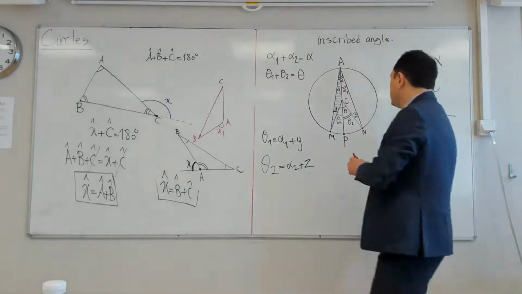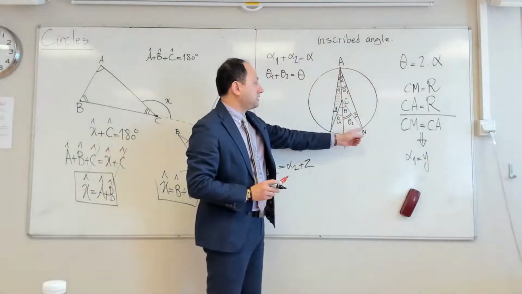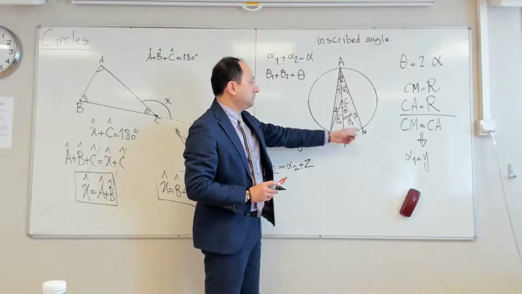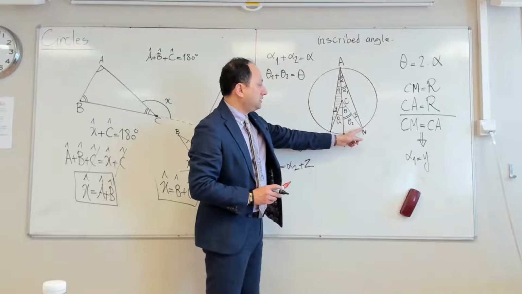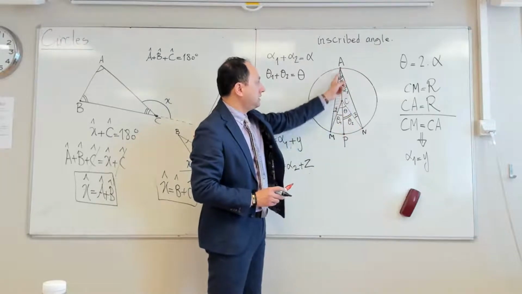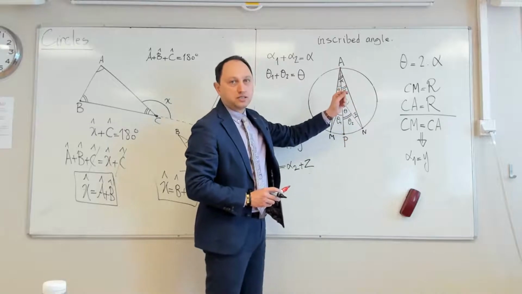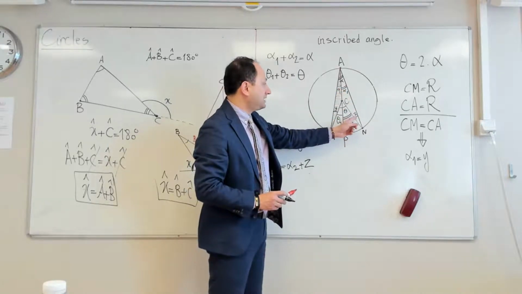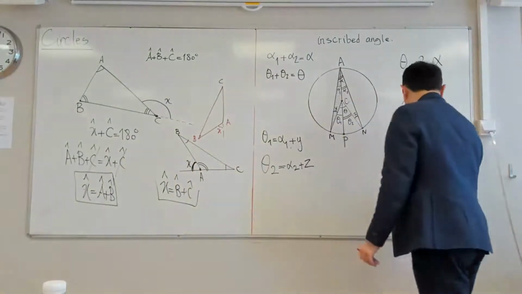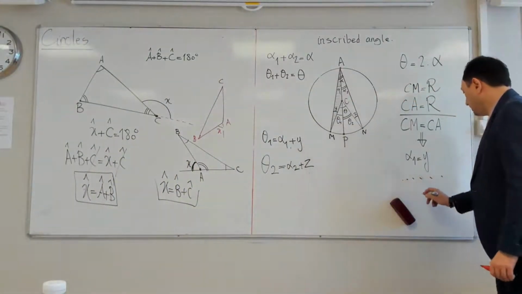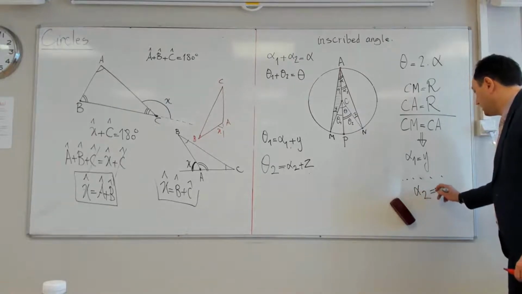For the same reason, if you follow the same logic, but on the right side triangle, you will realize that CM is the radius, CA is the radius, so they are equal. So even this triangle is an isosceles triangle, so it means that Z is equal to alpha 2. So I don't write it down again, but you continue. And then for the same reason, you understand that alpha 2 is equal to y.